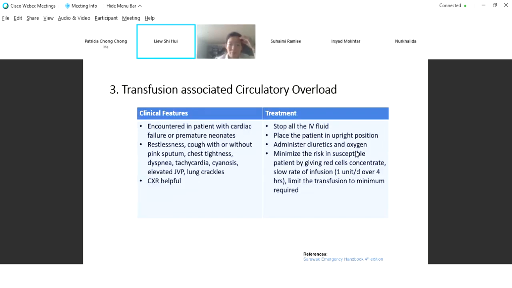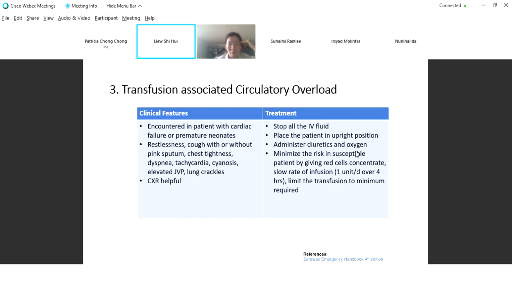So the next one is the transfusion-associated circulatory overload, where the pulmonary edema is of cardiogenic origin. So it is encountered in patients with cardiac failure and also premature neonates. The patient will present with restlessness and also cough with or without pink sputum, chest tightness, dyspnea, tachycardia, cyanosis, and also elevated jugular venous pressure, and there may be some crackles over the lung.